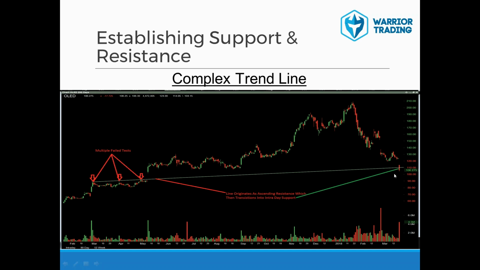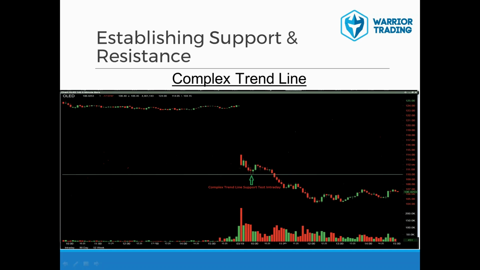So what we're going to see next is how this stock reacted to this line in the intraday time frame. So take note of how well this is established right here. These tests to the penny on the trend line, we extended it out, and then look what happens just the other day as the stock trades on the gap down. So market opens, gap down, look what happens. Right to it, to the penny on the trend line. So complex trend line support, test intraday.